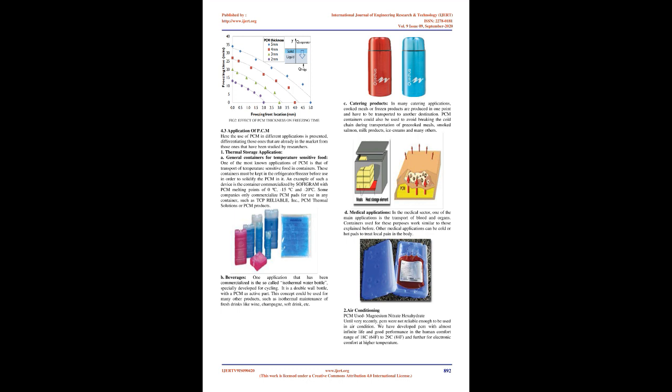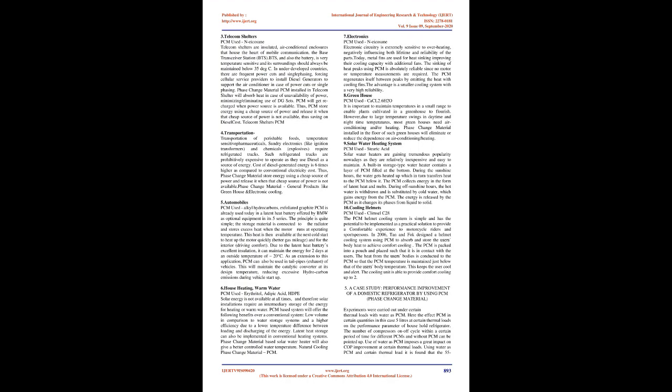Transportation of perishable foods, temperature-sensitive pharmaceuticals, sundry electronics like ignition transformers, and chemicals, explosives, require refrigerated trucks. Such refrigerated trucks are prohibitively expensive to operate as they use diesel as a source of energy. Cost of diesel-generated energy is 6 times higher as compared to conventional electricity cost. Thus, phase change material stores energy using a cheap source of power and releases it when that cheap source of power is not available. Phase change material general products like greenhouse and electronic cooling.